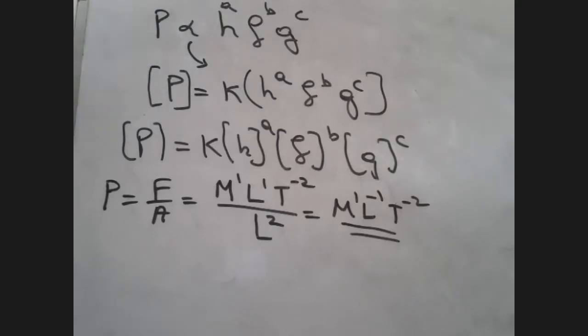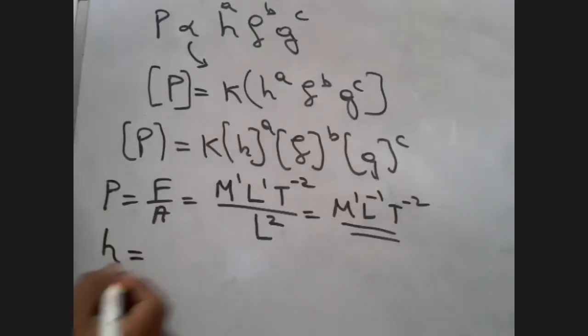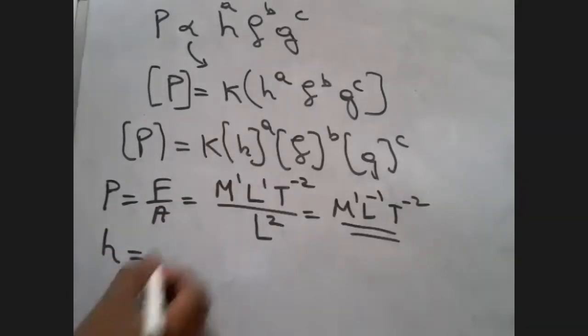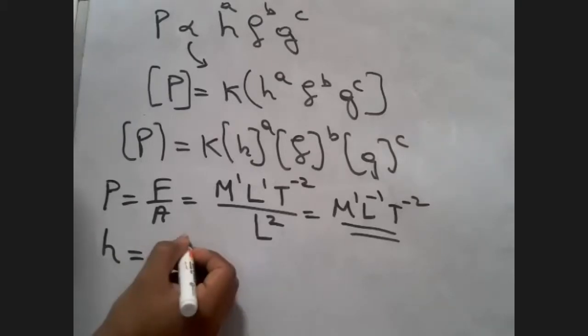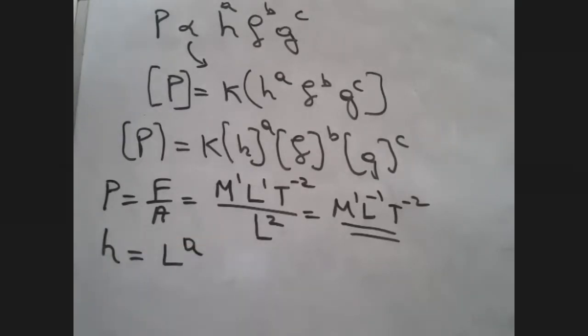okay, let's also look at it in another way. Look, pressure is basically this. Next is what? Height. What will be the dimension of height? L raised to 1. L. And of course, this L is going to be L raised to A. Isn't it? L raised to A.